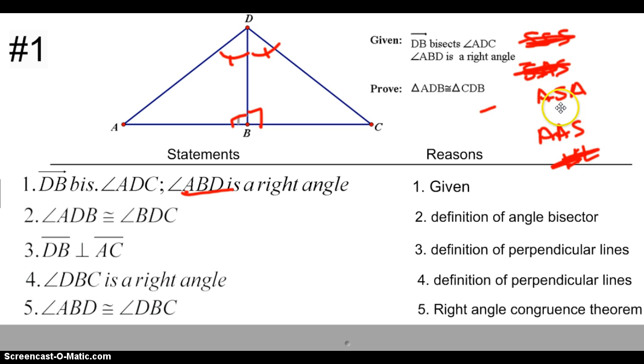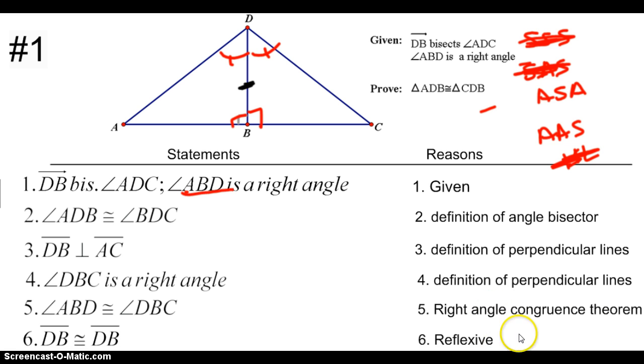Can we find an included side or a non-included side? So think about your two possibilities. Is the side going to be included or not included? Well, if I look at my sketch here, it's going to be non-included. It's right here. I know this side is congruent to itself. That is what we call the reflexive property. So by the reflexive property, segment DB is congruent to segment DB.